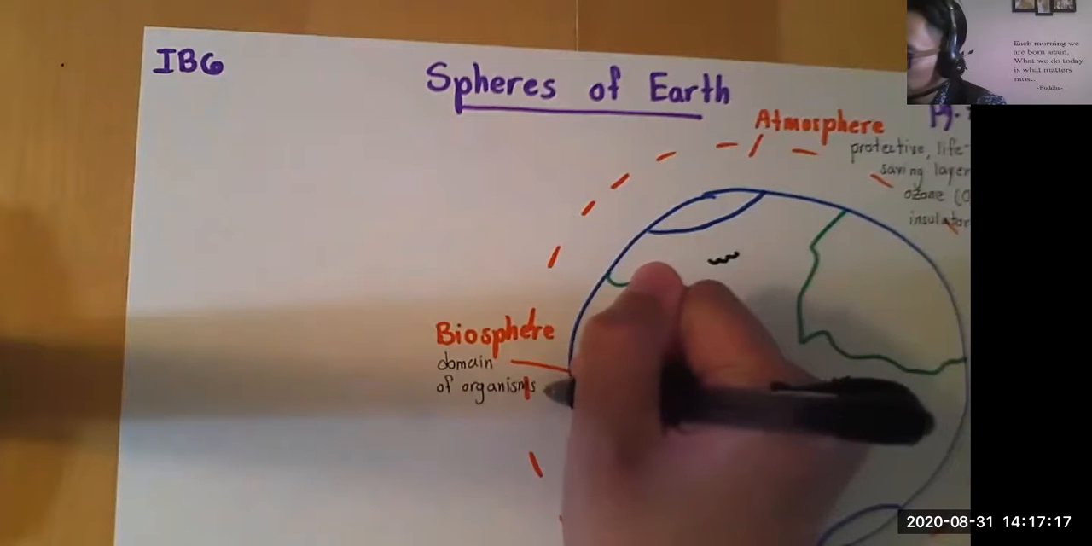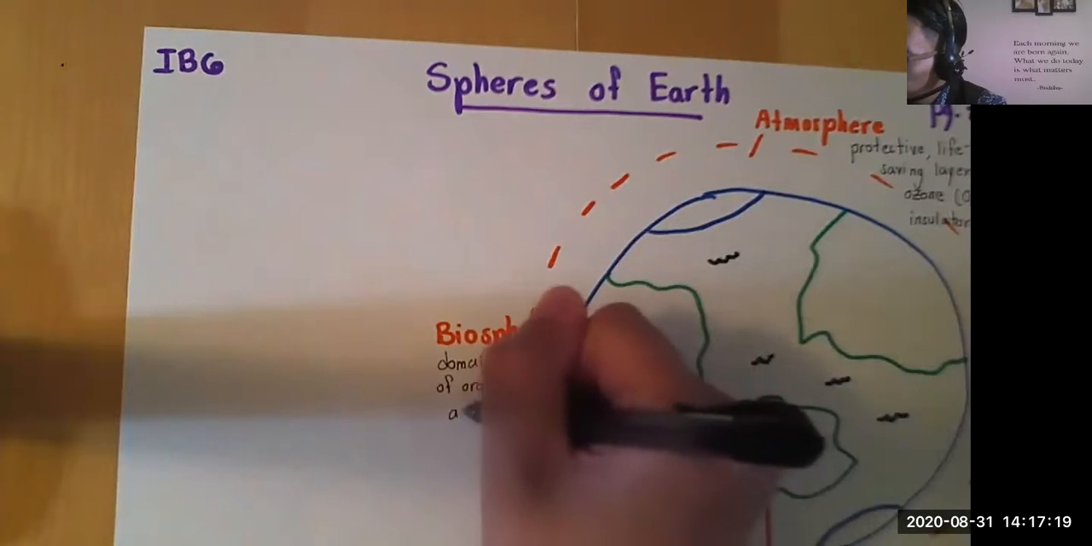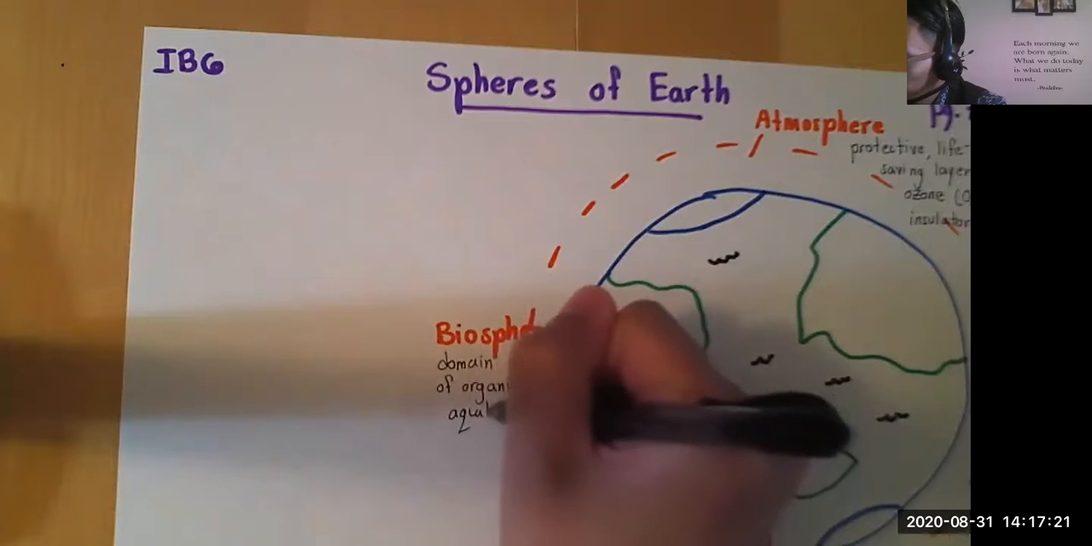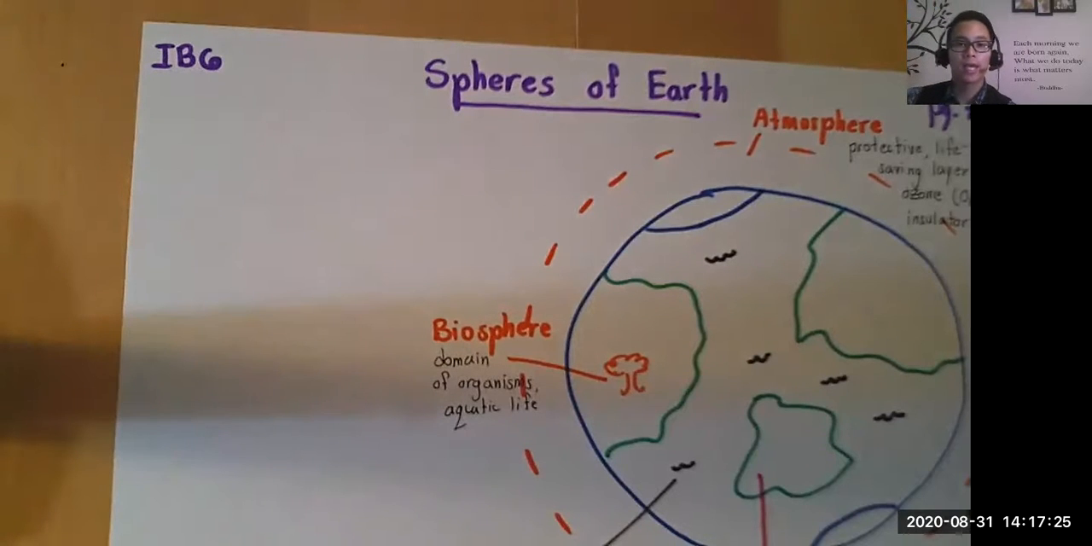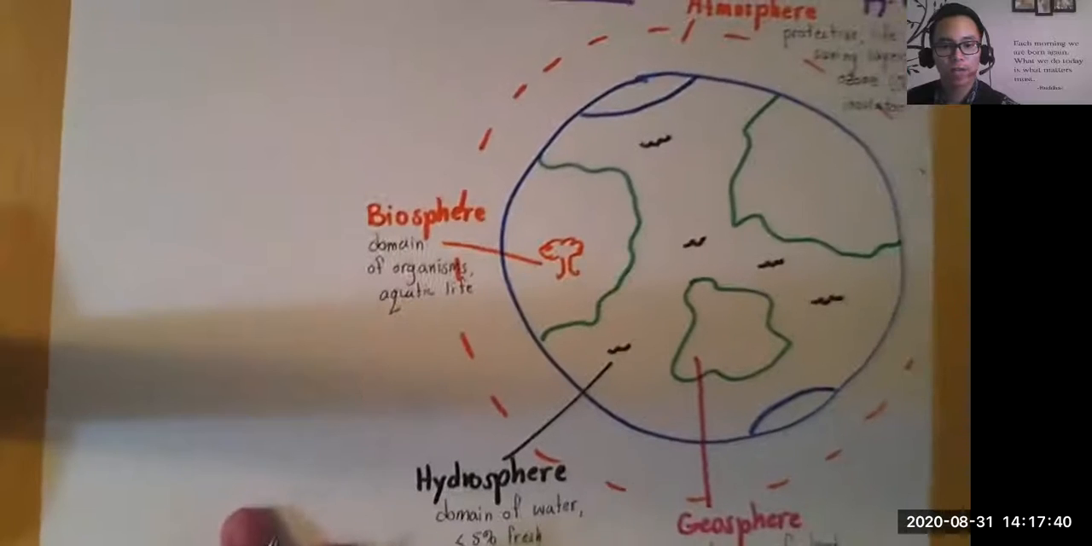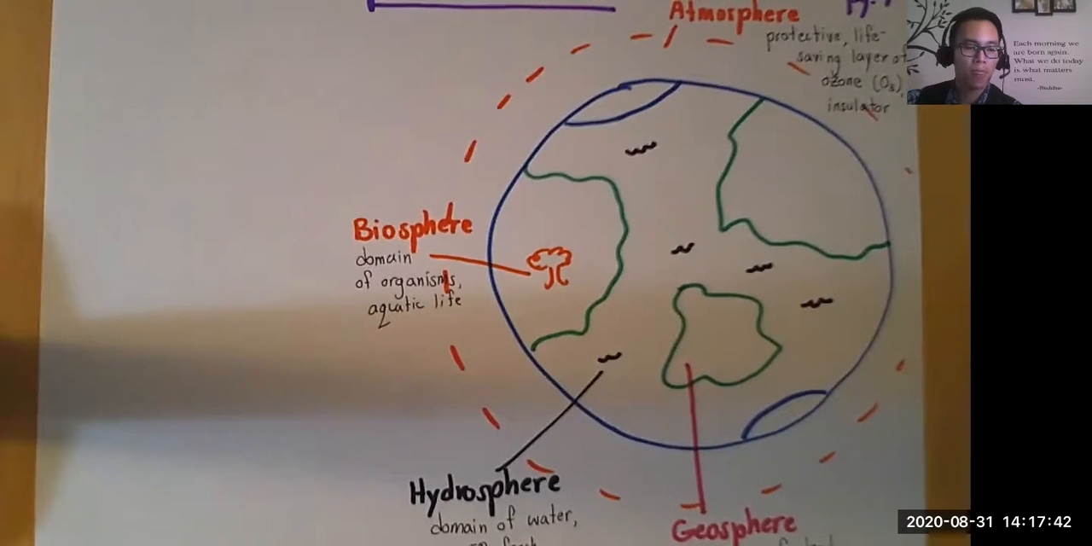So the domain of organisms includes aquatic life. It includes terrestrial life. It includes life that's living deep underground, deep in the ocean. It includes life that is living high up in the sky. All of that falls under the biosphere. So there you have it. 4 spheres: atmosphere, biosphere, hydrosphere, and geosphere.